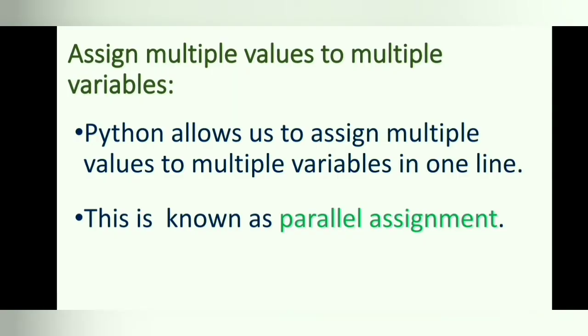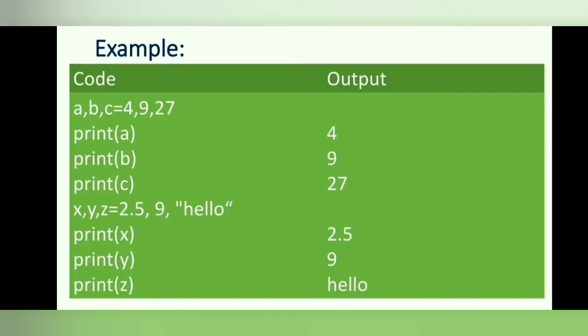Assign multiple values to multiple variables. Python allows us to assign multiple values to multiple variables in one line. This is known as parallel assignment. Example: open the Python IDE or any text editor, type this Python code and run it.